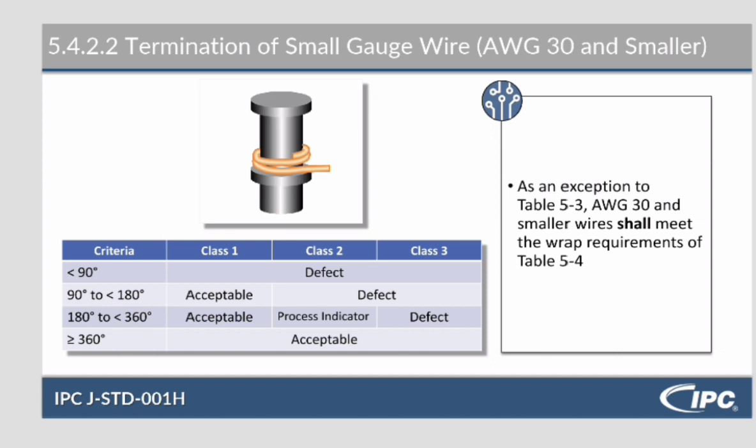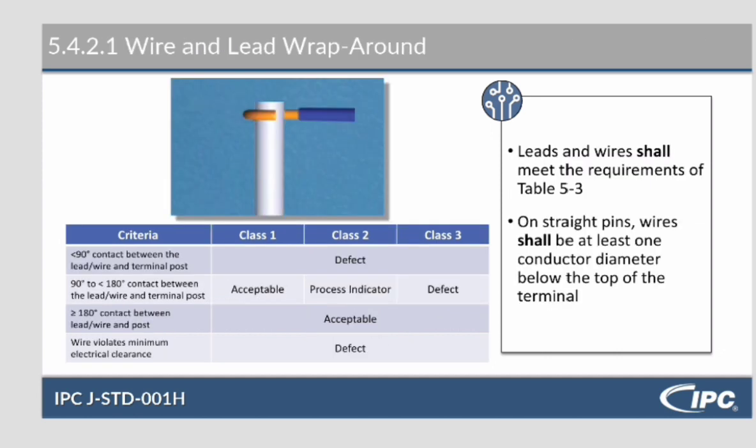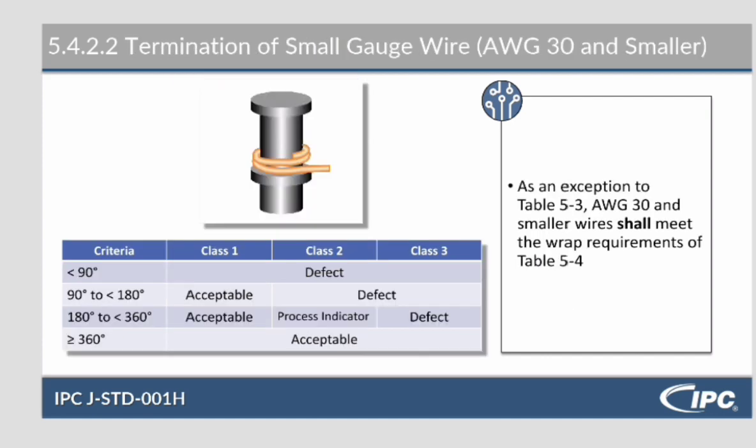As the exception to Table 5.3, this is Table 5.3 right here. Table 5.4 is with wires that are wire gauge 30 or smaller. And remember, the higher the number of the wire gauge, the smaller the wire. So a 30 gauge wire is smaller than a 26 gauge wire. These are very thin wires indeed, so they have a little bit tighter wrap requirements.